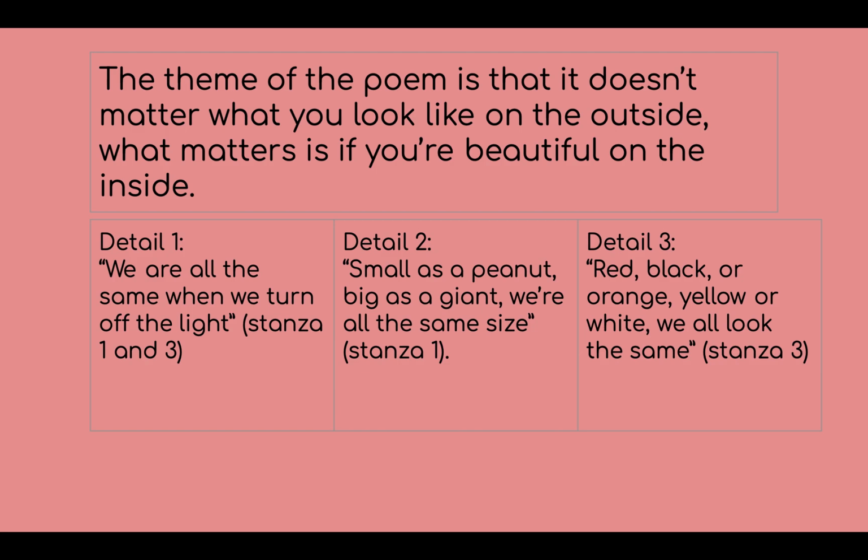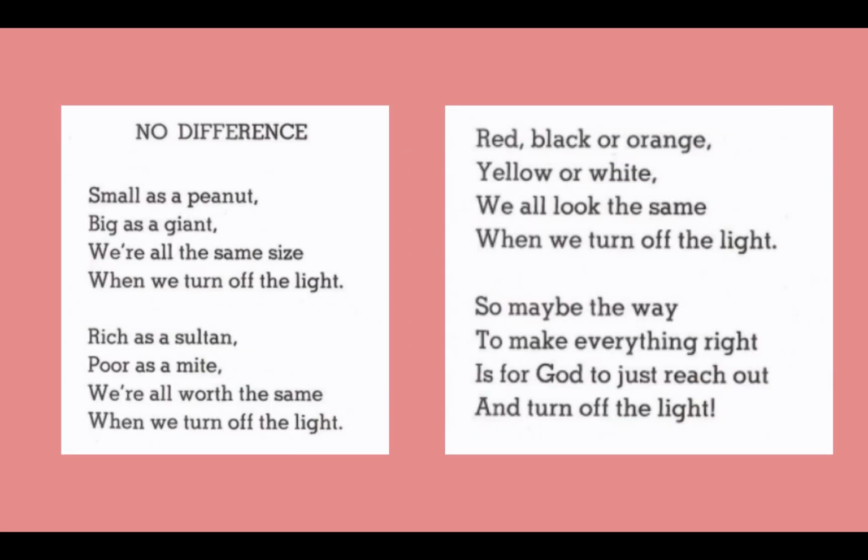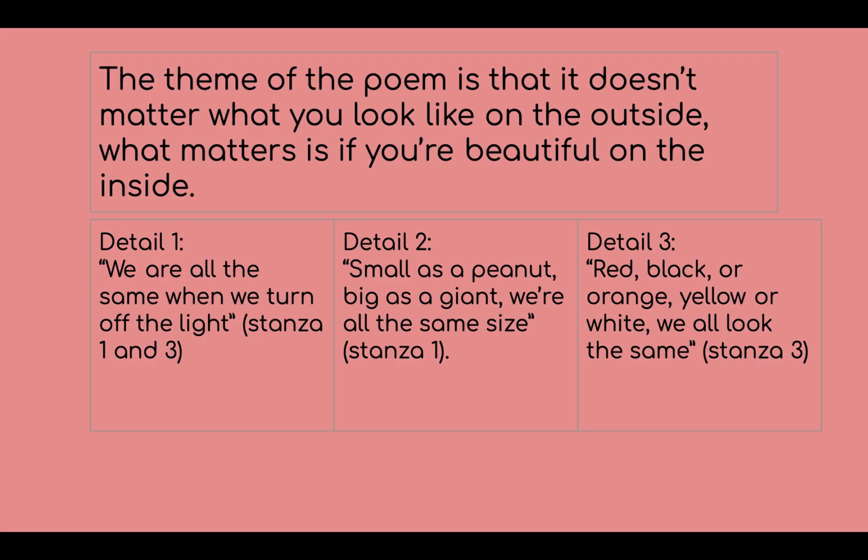Okay? I asked myself, what was the lesson learned? What did the author want to teach me? And it's that no matter what you look like on the outside, it doesn't matter. We're all the same. Detail number 1: we are all the same when we turn off the light. That's repeated in stanzas 1 and 3, and a stanza is just a paragraph in a poem. It's a few lines together.